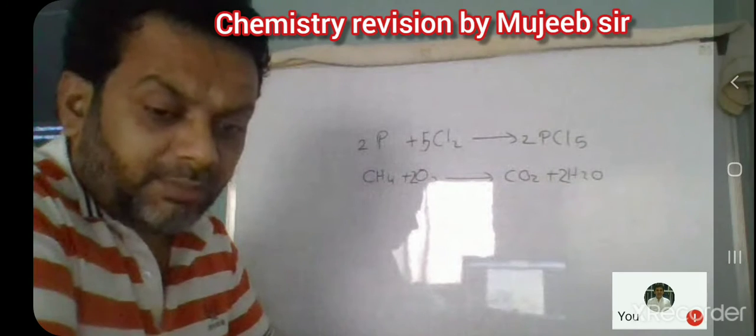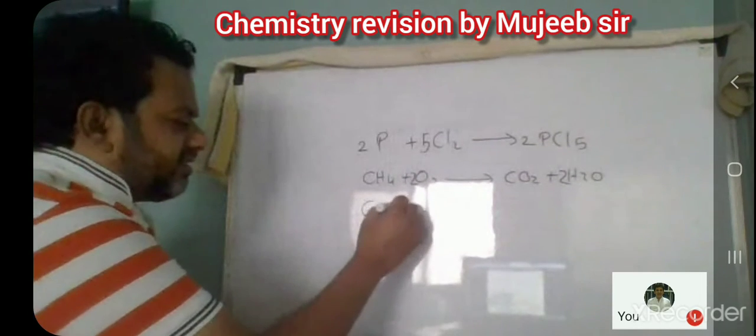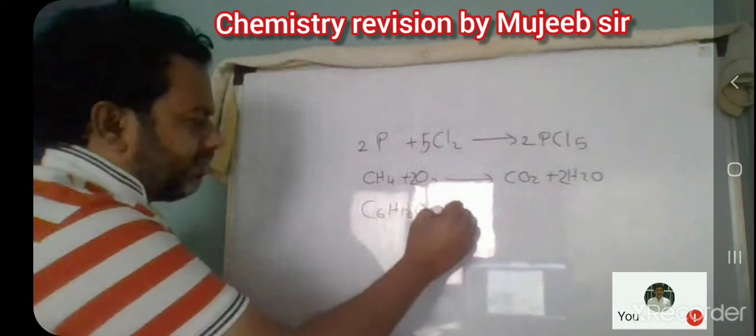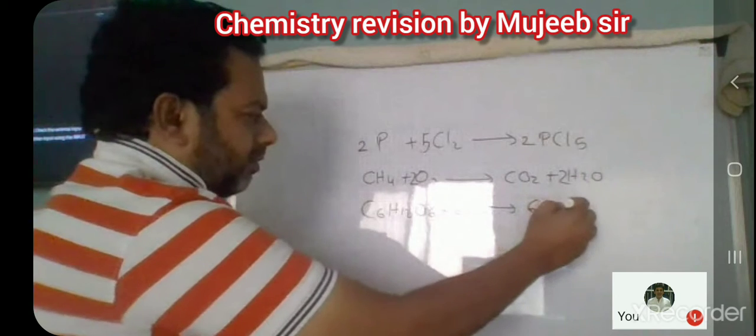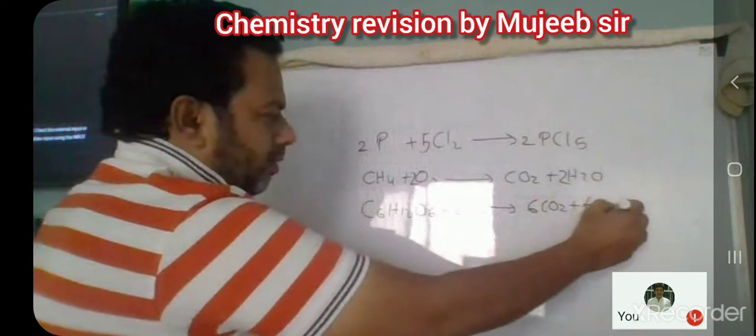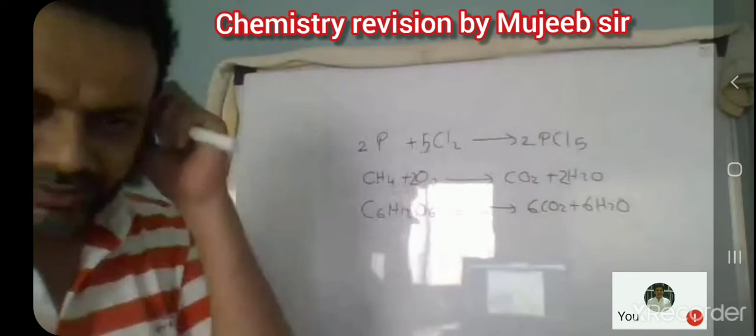The next one, the process of respiration. What happens in respiration is C6H12O6 plus 6O2 gives you 6CO2 plus 6H2O. In this way, the balanced equation will be given for the respiration.